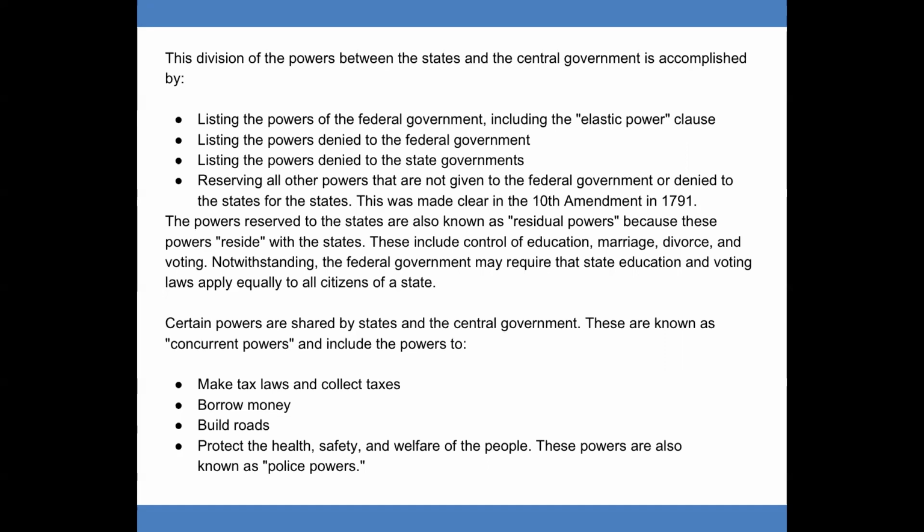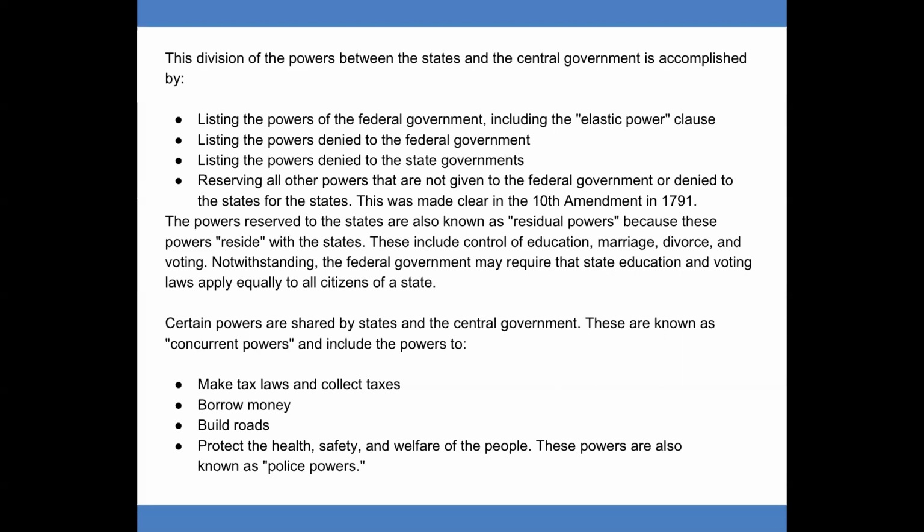This was made clear in the 10th Amendment in 1791. The powers reserved to the states are also known as residual powers because these powers reside within the states. These include control of education, marriage, divorce, and voting. Notwithstanding, the federal government may require that state education and voting laws apply equally to all citizens of a state.